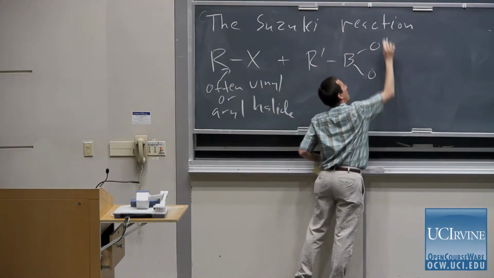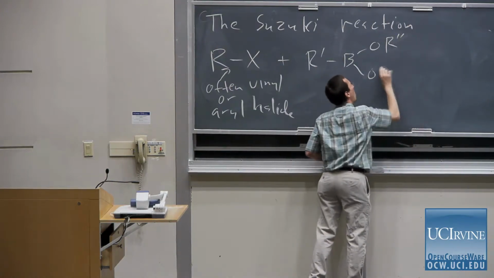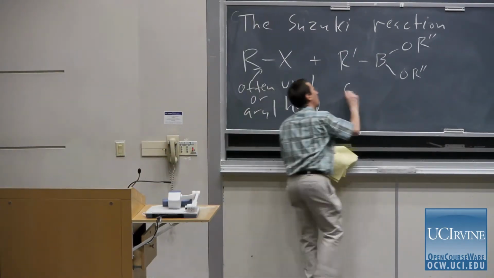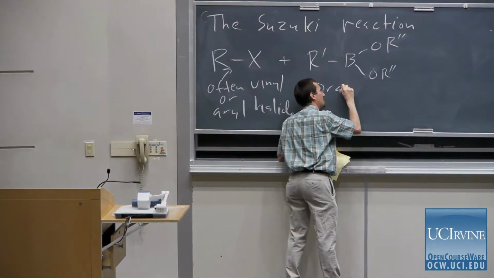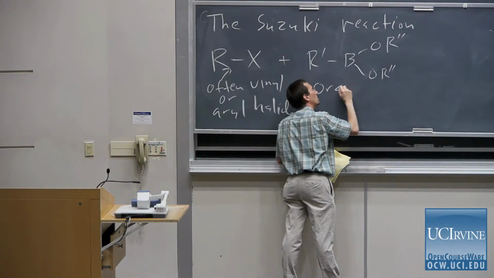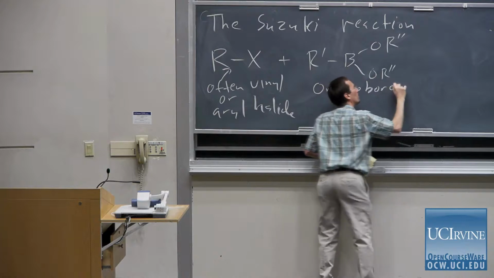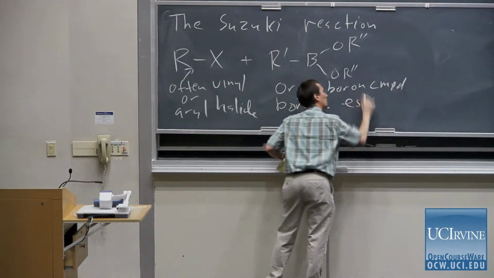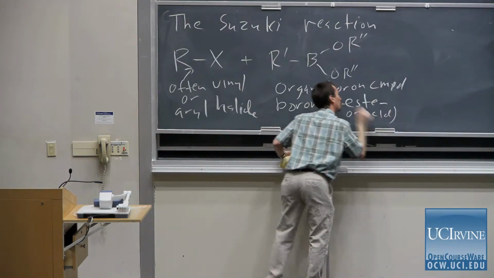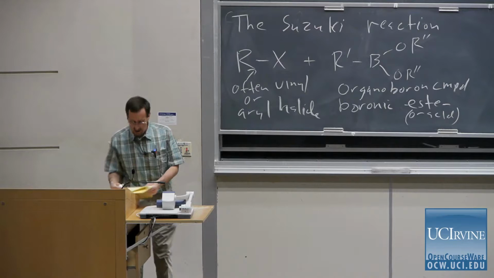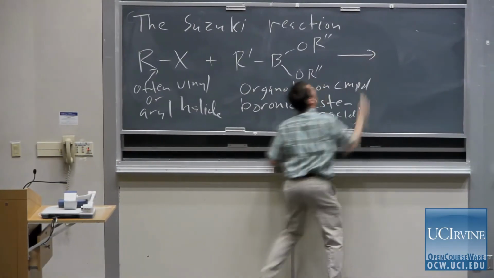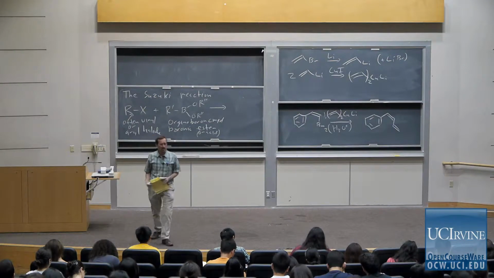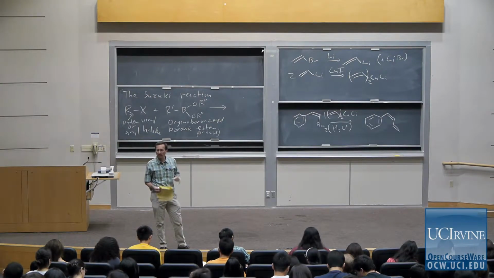And typically, the boron has a couple of oxygens on it. I'll call these OR prime groups. We're not going to get into all the details. I'll show you one later on. This is an organoboron compound that's called a boronic ester or boronic acid, depending on whether there are alkyl groups or OH groups. And the last piece of the puzzle is a palladium catalyst.